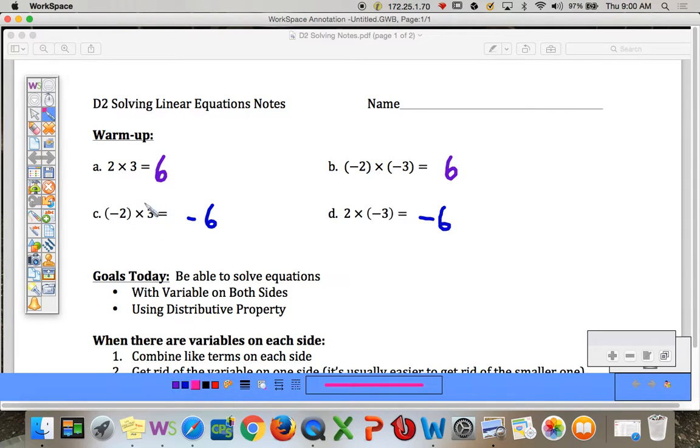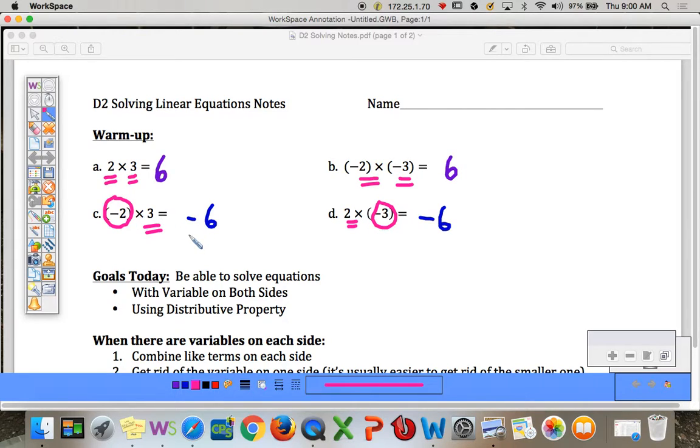If you notice, if you have one negative and one positive, so if you have an odd amount of negative numbers, your answer will be negative. If you have two of the same sign, so a positive times a positive, you get a positive answer. And a negative times a negative gives you a positive. So if you have an even amount of negatives, it will give you a positive. And if you have an odd amount of negatives, it'll give you a negative answer.